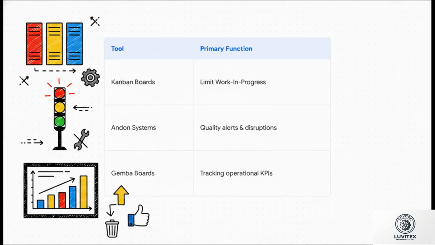Once everything is organized, we implement lean visual management tools. We use things like Kanban boards with color-coded cards to control the workflow and strictly limit our work in progress, which directly prevents overproduction and inventory waste. We install andon systems. These are bright signal lights that operators can trigger to immediately flag defects, stopping the line right there before bad parts can spread. And we use Gemba boards right out on the shop floor to track our key performance indicators. This way, every single worker knows at a glance if we're winning or losing that day.